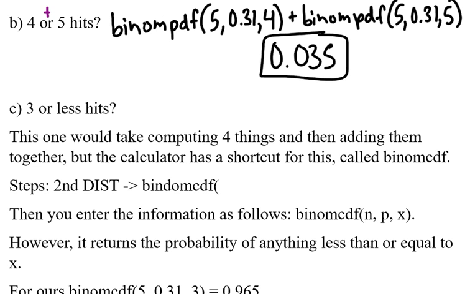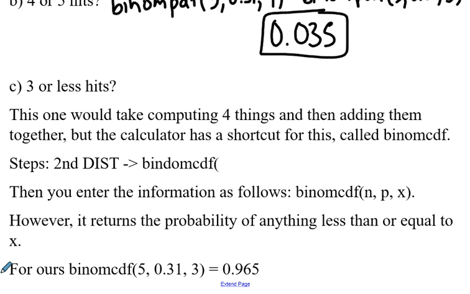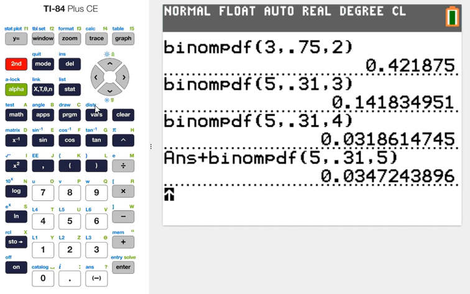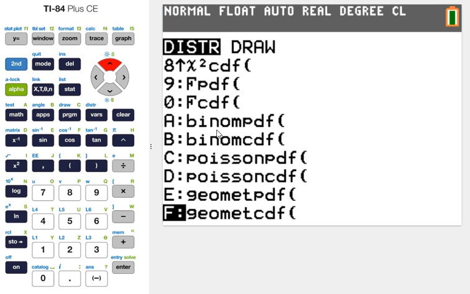So the binom CDF does all of the cases that are equal to or less than that number of successful trials. So if I go to my calculator and I type in 5, 0.313, but I use CDF. I'll show you where that is. You go second, distribution. It's this one right here. You're choosing option B. CDF stands for cumulative. You can kind of think about it as like a combined.